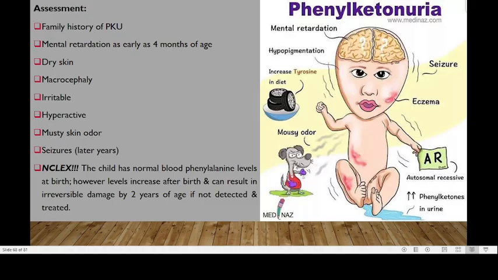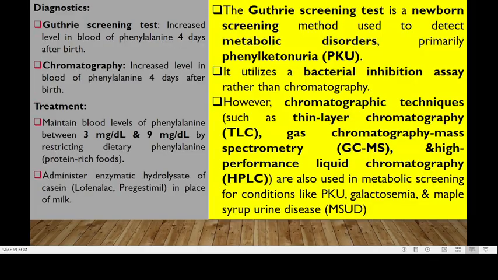The common testing point for the NCLEX is that the child has normal blood phenylalanine levels at birth. However, levels increase after birth. It can result in irreversible damage by 2 years of age if not detected and treated. You could do the Guthrie screening test, which will show increased blood levels of phenylalanine 4 days after birth.